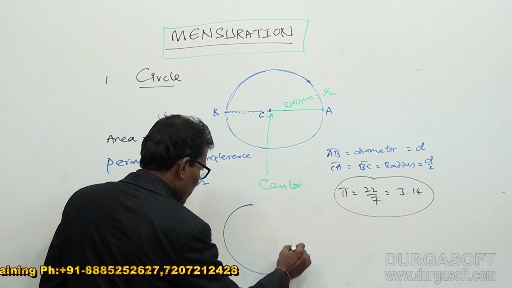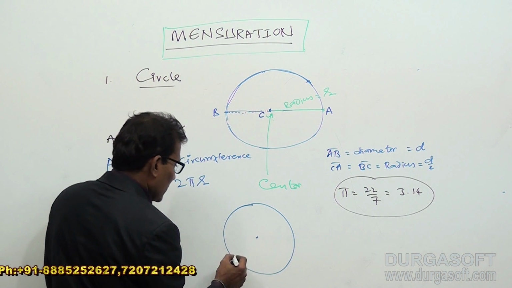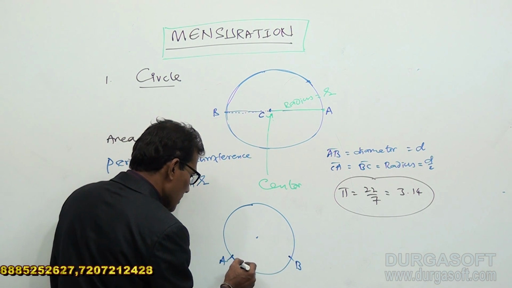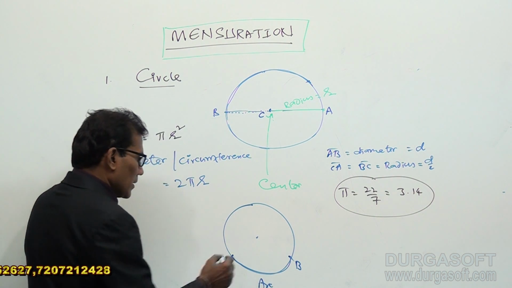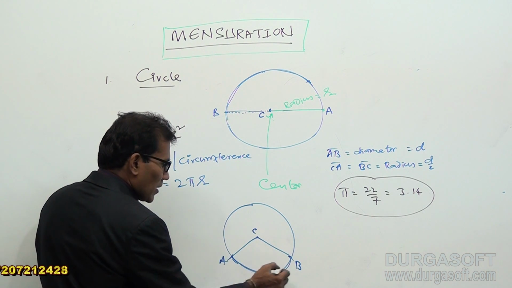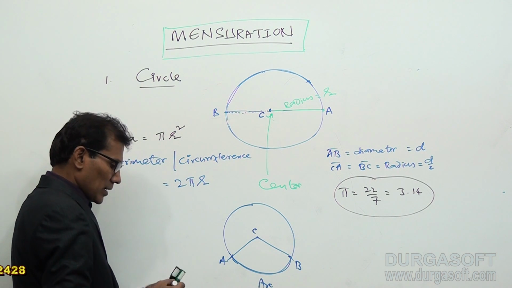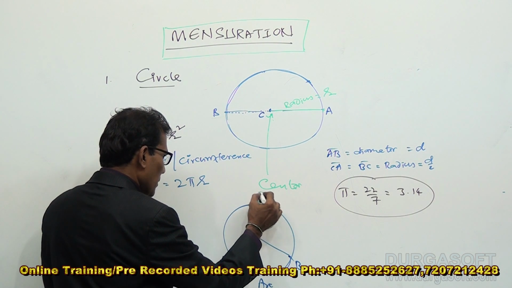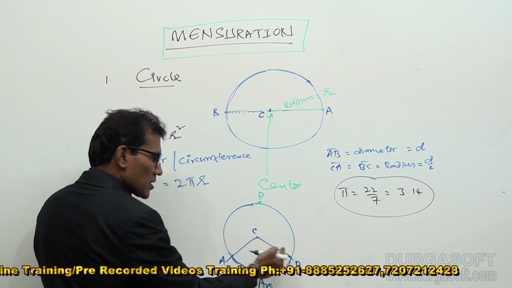In a circle, this is the center, and taking this part from A to B, this is an arc. Join the center to A and B, CA and CB. This is the minor arc, which is the smallest, and this is the major arc. On the major arc, take any one point anywhere, say this is P. AB in this direction is the minor arc, and in the other direction AB is the major arc.